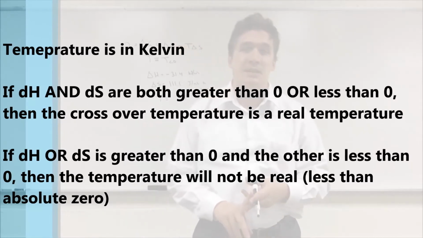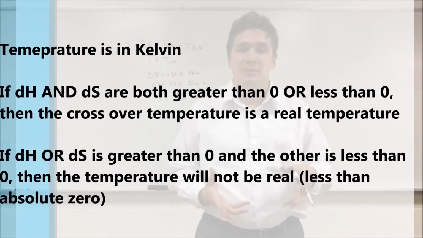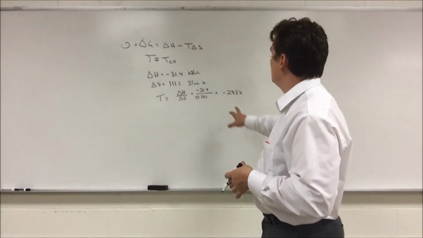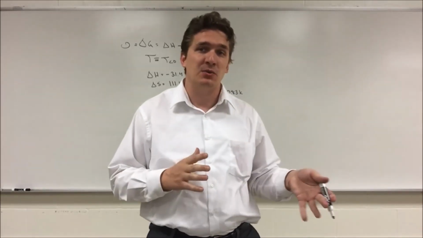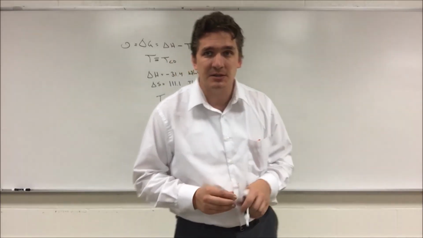Now, keep in mind, we can't have a real T crossover unless both delta H and delta S are positive, or both delta H and delta S are negative. This means that if you have a situation where one or the other is negative, you're always going to end up with a negative temperature, which is an infeasible temperature. You're always going to have a situation where your delta G is positive, or you're always going to have a situation where your delta G is negative. A bit more of the qualitative analysis comes down the road.